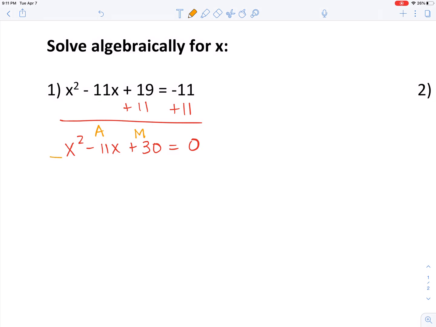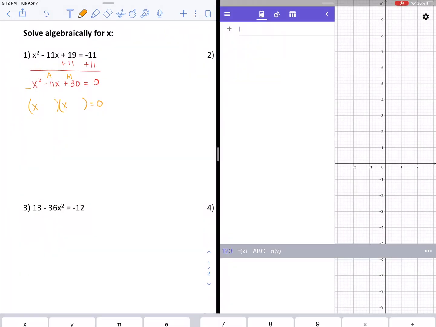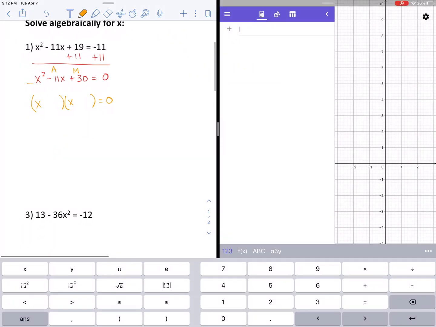So since there's no number in front of x squared, we do not have to split the middle. We can go straight to our two factors, both beginning with x, and then we have to find the proper two numbers that multiply to positive 30, add to negative 11. So you don't have to, but you can reach out to the calculator for all the factors of 30.